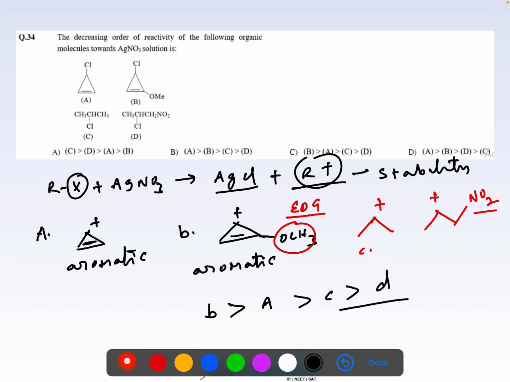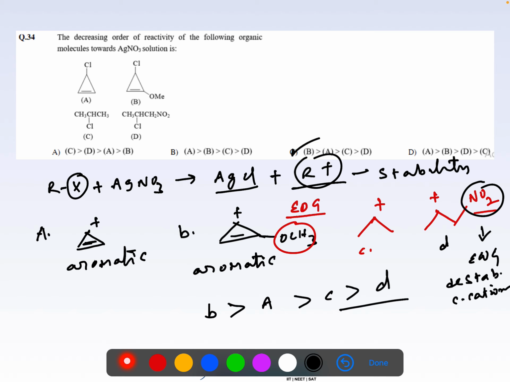See, D is less stable than C because NO2 group, electron withdrawing groups, destabilize carbocations. So correct answer is D less than C, less than A, and less than B.